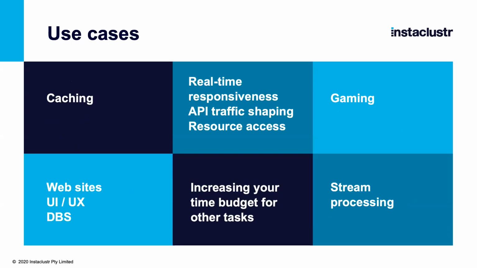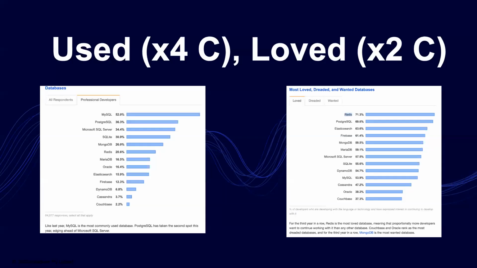Use cases: caching, real-time API traffic. Gaming is a massive use of Redis. Like gaming, everything's all about speed. Websites, UI, UX, increasing your time budget. Maybe you just need to do things faster, and stream processing.